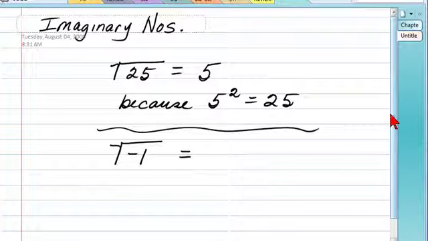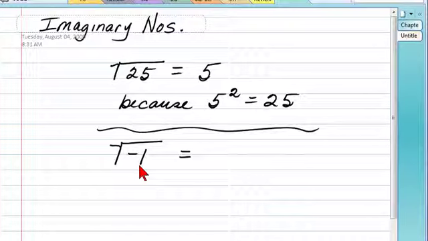Well, can it be 1? Is 1 squared negative 1? Okay. Could it be negative 1? Is negative 1 squared negative 1? Can I square any number and get a negative 1?